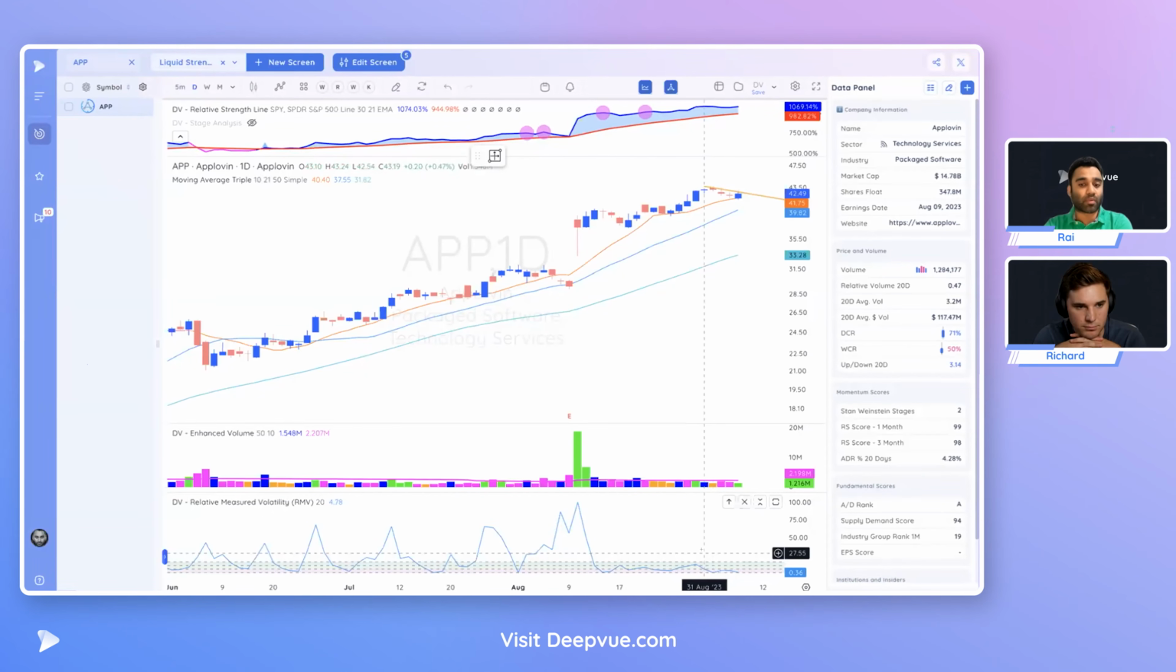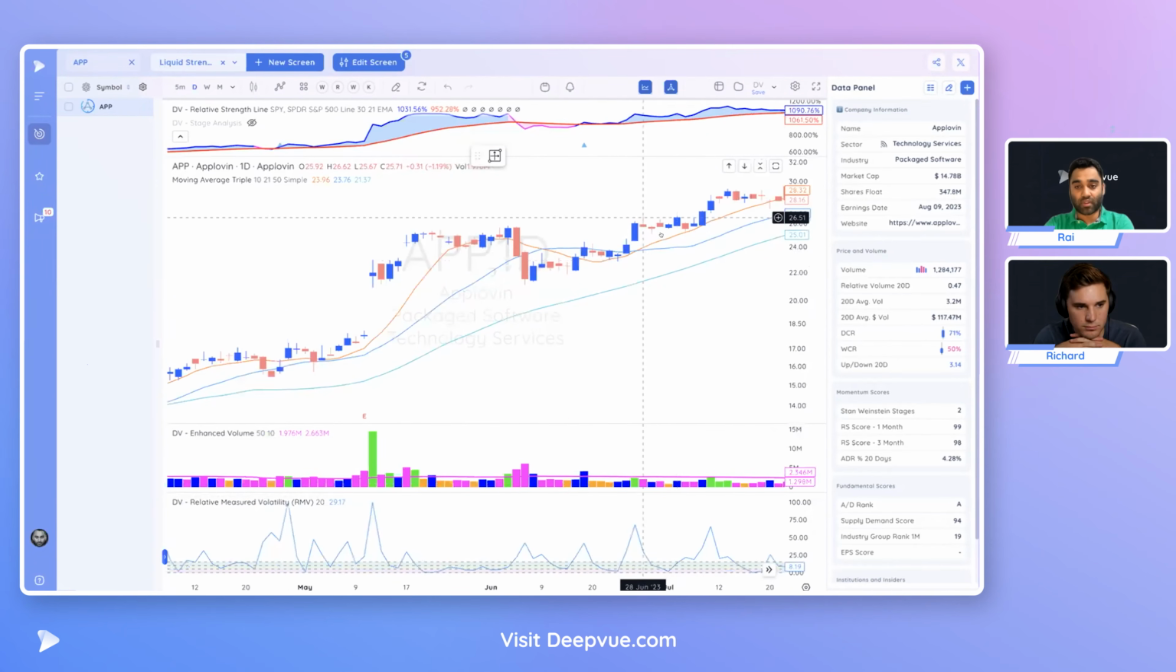But I'm sure people will get very creative. Maybe some people will say, show me volatile stocks that are extended, and use that to their advantage to maybe short those names in a bad market. But this is just a tool to scan for this. You say above the 10-day, show me stocks with RMV less than 15. This will show up on your screens. So that's the idea behind this score.